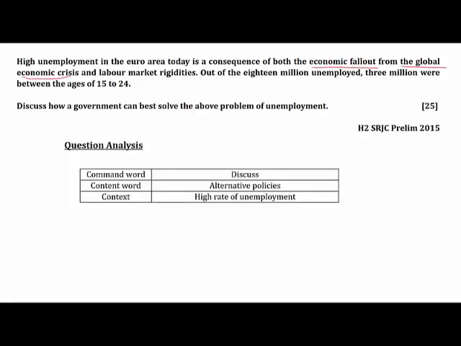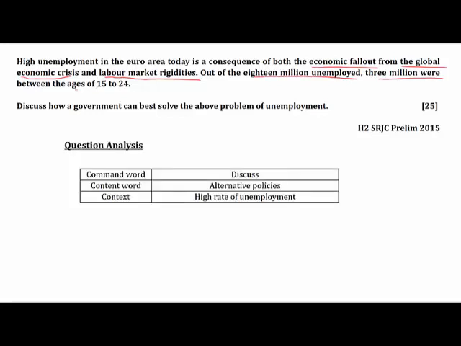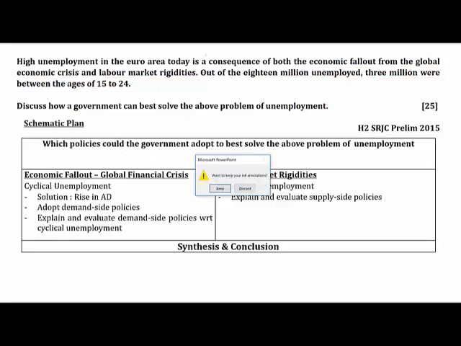So down here you can see the preamble. High unemployment, a consequence of both economic fallout from the global economic crisis, as well as labor market rigidity. Out of the 18 million that are unemployed, 3 million are between the ages of 15 to 24.